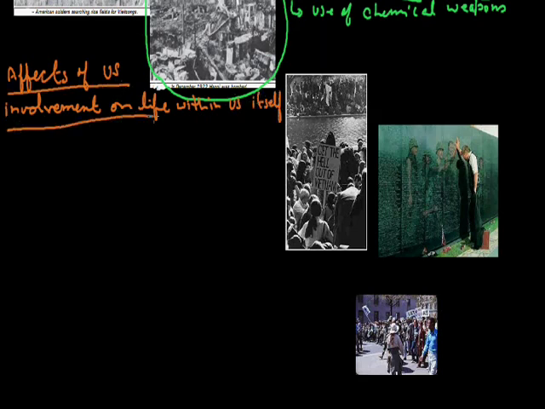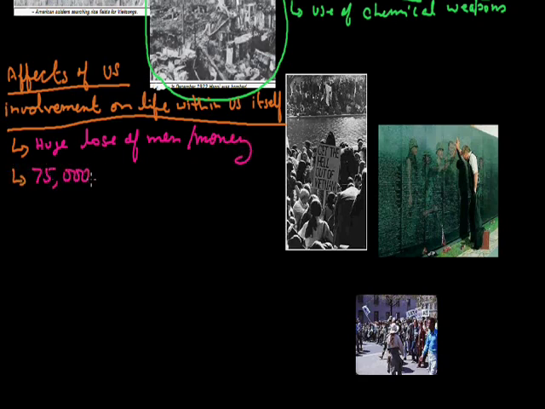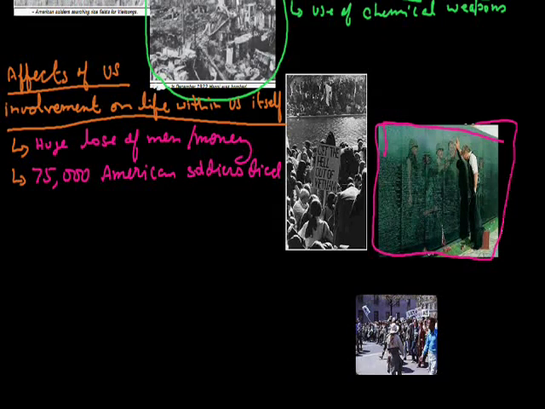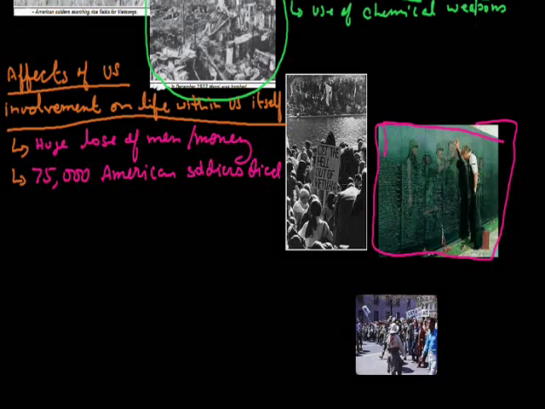The effect of USA involvement on life within the USA we also see. Obviously, because of this war, there was a huge loss of men and money. 75,000, it's too much. 75,000 soldiers died during this war. As you can see here, the names of all these soldiers were written here, and people came here to pay their tribute to their relatives and close ones.